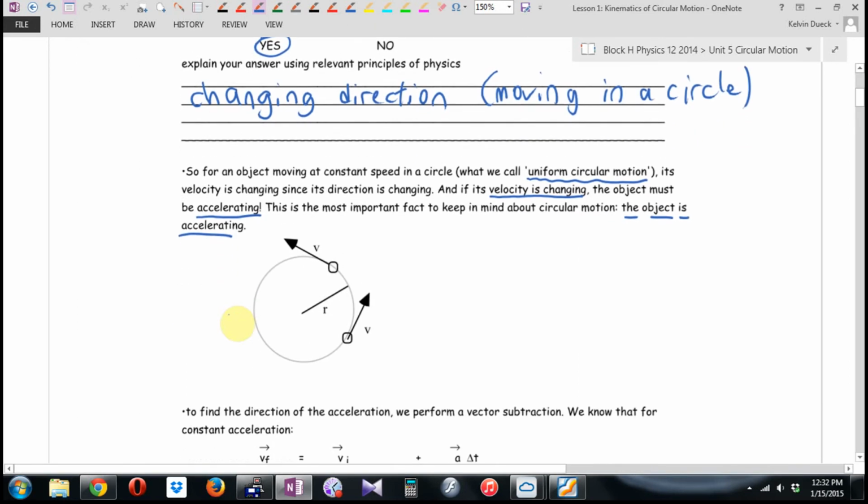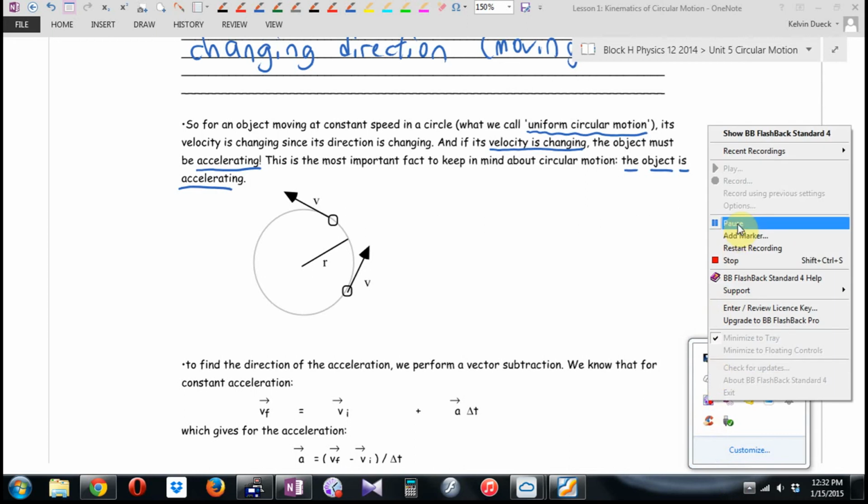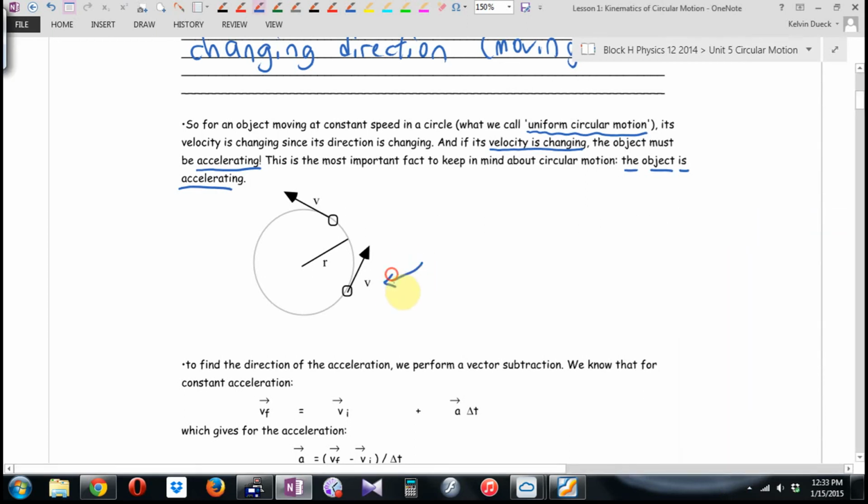Now, first of all, we need to define the direction of the velocity. Turns out when you're moving in a circle, well, pause the video again. The velocity, here's what we say, is tangent to the radius. Tangent is a fancy word for perpendicular to.